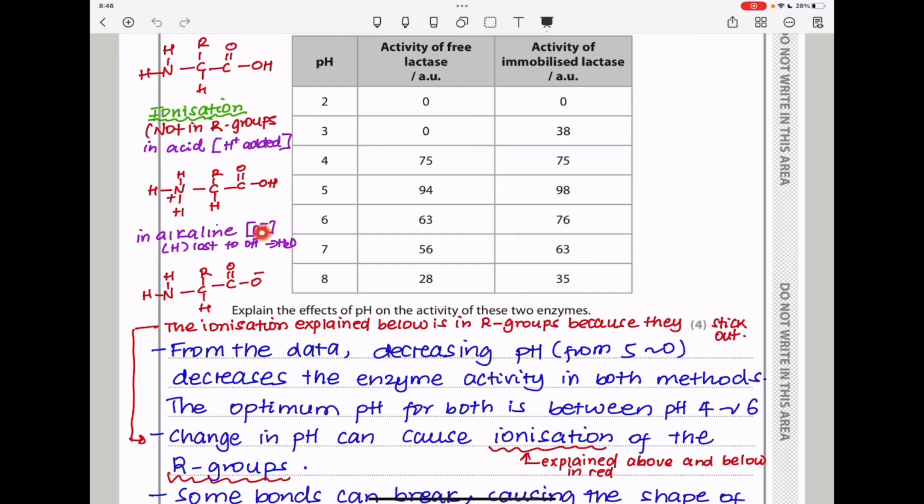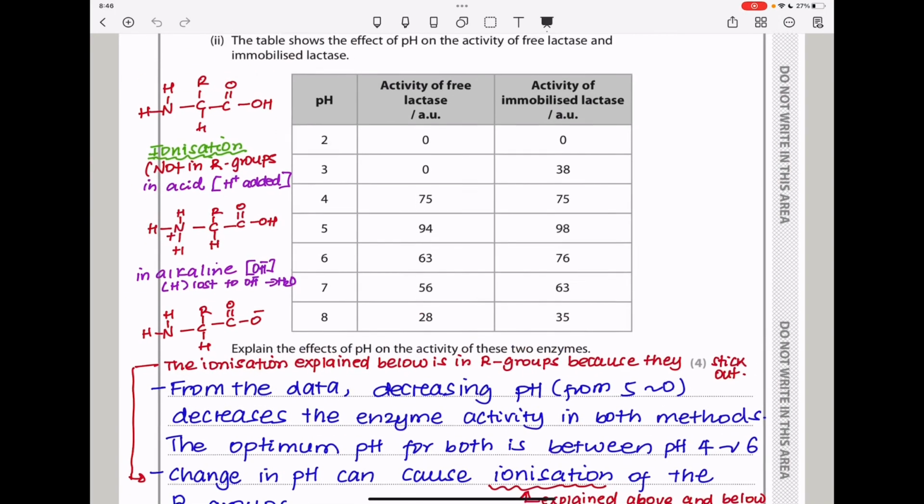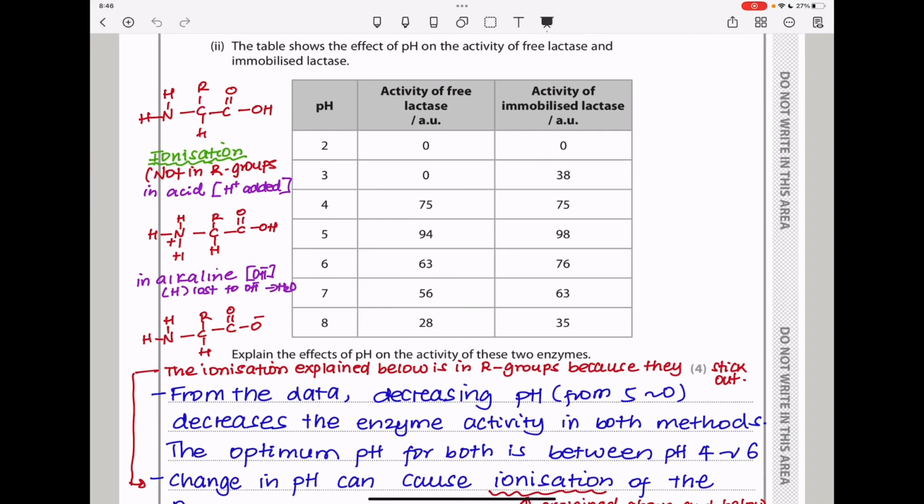to interact with the OH from the alkali in order to form water. Again, this is going to be ionized. So changing pH can cause ionization, whether you're ionizing due to addition of a hydrogen here or due to the removal of a hydrogen here. The ionization I'm trying to talk about should be in the R groups, not in the main part of the amino acid. Remember, R groups can also have carboxylic parts, and sometimes they can have amine parts. So I just use this as an easy example for you guys to understand what I'm talking about.